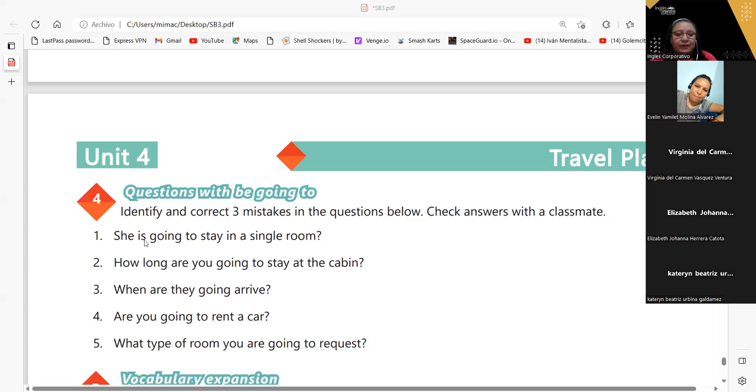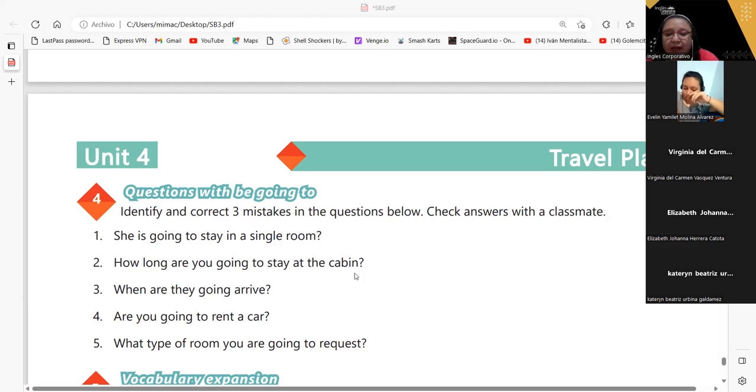So in number one, you say, is she going to stay in a single room? Yeah, and that's okay. What about number two? How long are you going to stay at the cabin? Is it correct or incorrect? Virginia, Evelyn, Catherine, Elizabeth Johanna, Mervyn? Is it correct or incorrect? I think incorrect. No, that's correct. ¿Cuánto tiempo te vas a quedar en la cabaña? How long are you going to stay at the cabin? That's okay. What about number three?